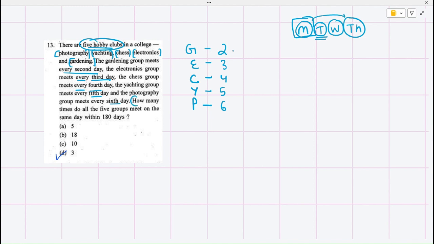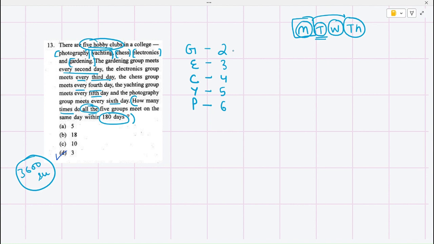Then the question says how many times do all the 5 groups meet on the same day? All the 5 groups. तो again यहाँ पे simultaneously together वाली बात आ गई है. 5 groups meet on the same day within 180 days. In the previous question that we did, they were talking about 3600 seconds. That is within an hour. तो वहाँ पे जो units थी वो seconds की थी. यहाँ पे जो units हैं वो days की हैं. And ये भी हमें days का ही दिया हुआ है. So we do not need to convert anything.